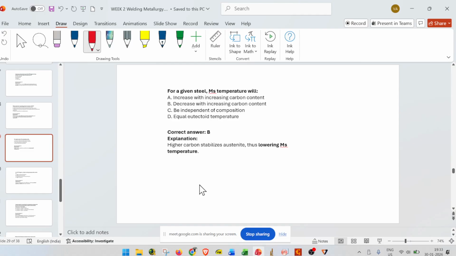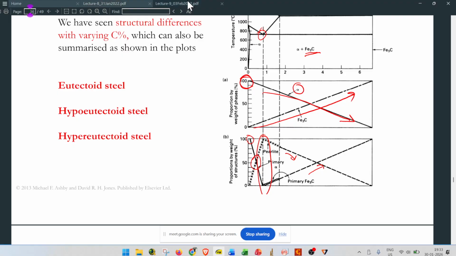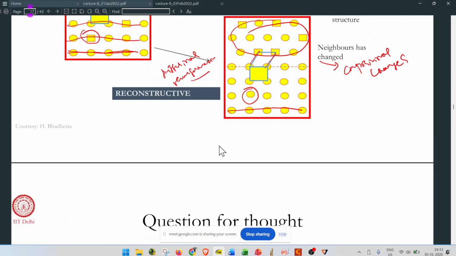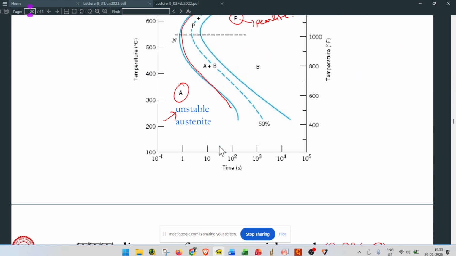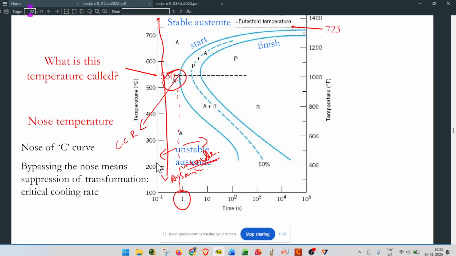Let me explain it another way. First let's go to the cooling curve, where maybe we can explain it well. Consider that 200 is the martensitic formation starting temperature. Above 200 it will be in the gamma phase only. Below it will be the martensitic phase.